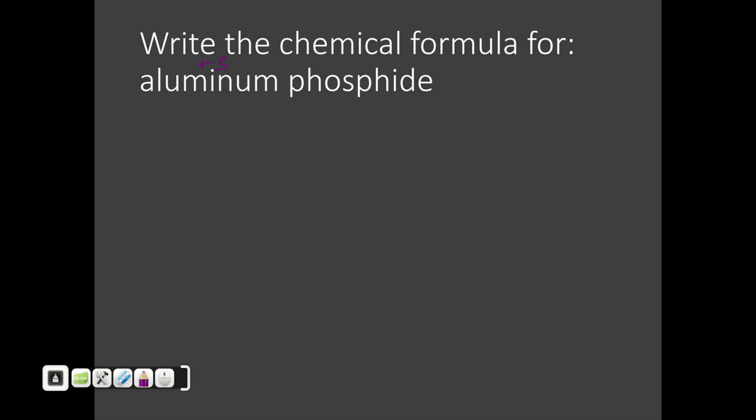Aluminum phosphide. Aluminum +3. Phosphorus is -3. It's underneath nitrogen. Hopefully you can see what's about to happen here. Al +3, P -3. I crisscross. Al3P3. Hey, they're both 3, so I can divide it by 3. And so my final formula is AlP.